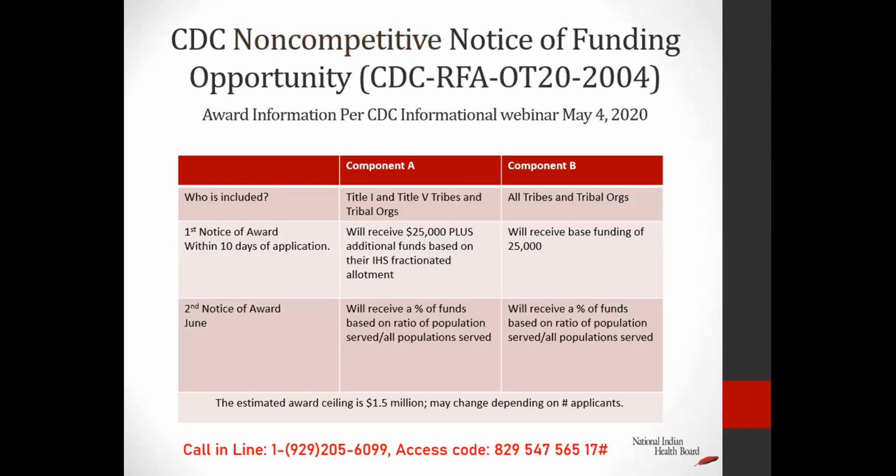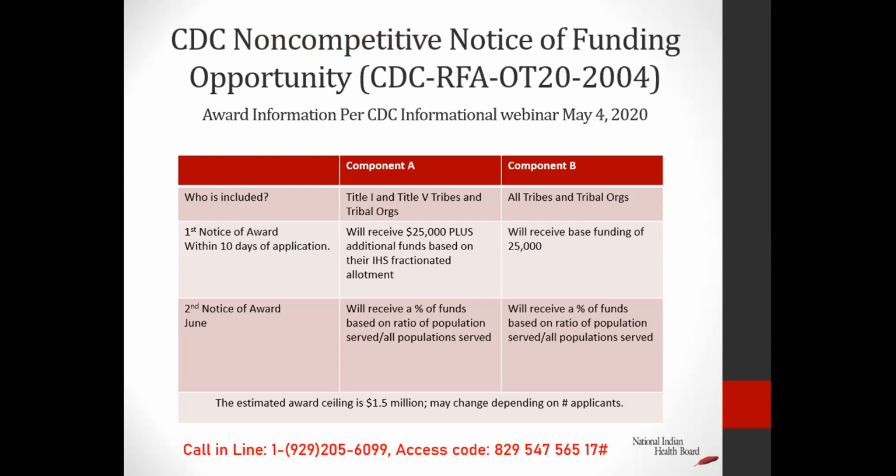There's two different components, as I said. There's component A, which is all Title I and Title V tribes and tribal organizations. And then there's also component B. This is all tribes and tribal organizations, including those in component A. For component A, those Title I and Title V, within 10 days of applying for this, you will receive $25,000 in funding, in addition to funds based on your IHS fractionated allotment. This is just the first round of funding. This is just the floor of what you can receive.